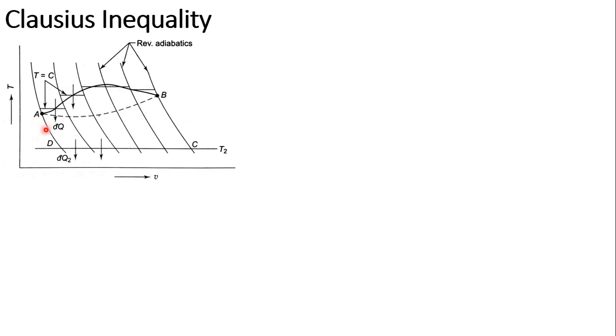What are these cycles? Again, this is a Carnot cycle. So this will be isothermal heat addition, this will be adiabatic expansion, this part will be isothermal heat rejection, and this part D to A will be reversible adiabatic compression. So again, if you see this diagram, the original cycle A, B, C, D is divided into a number of Carnot cycles.